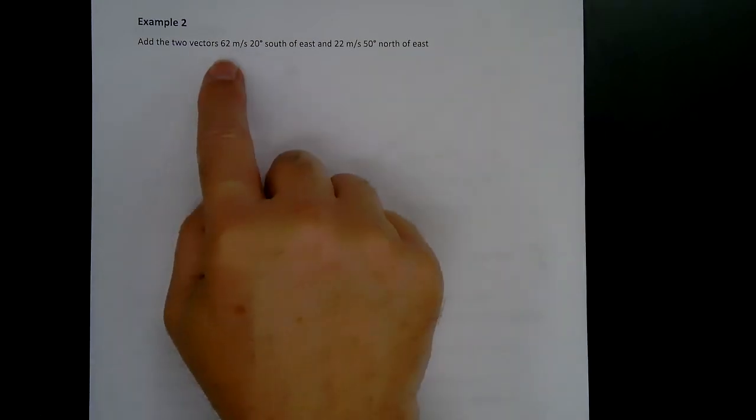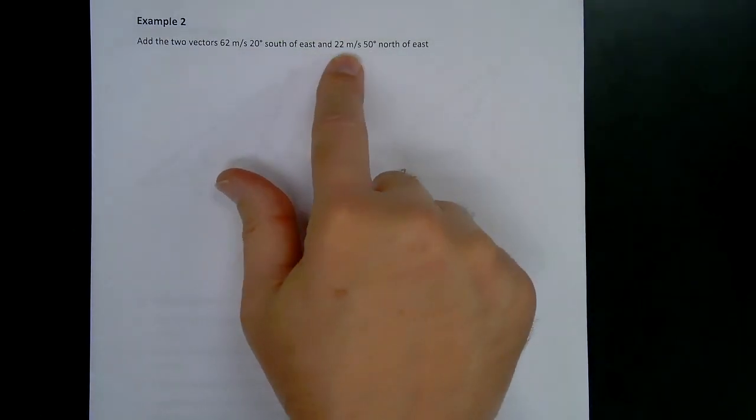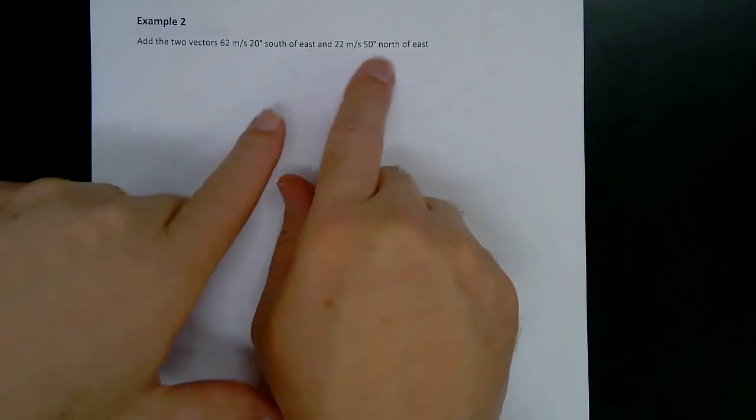So for this next one, we're going to add the 2 vectors: 62 meters per second at 20 degrees south of east and 22 meters per second, 50 degrees north of east. So I've given you descriptions, which is not helpful, right? I mean, it will help us in the sense that it will get us the angle, but we can't use the 20 degrees and we can't use the 50 degrees, right? We've got to figure out the angle of rotation.